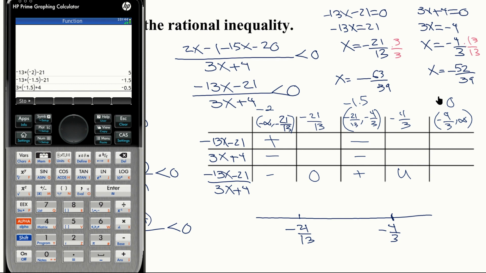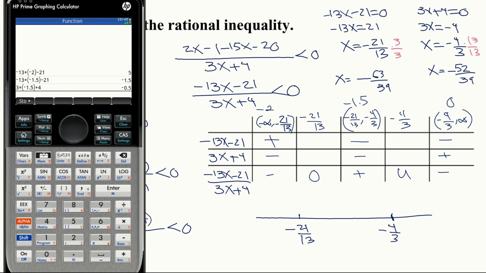Here we're plugging in 0. That should be easy. Negative 13 times 0 is 0 minus 21. That's negative because it's negative 21. And 3 times 0 is 0 plus 4 is 4. So that's positive. Negative divided by positive is negative.